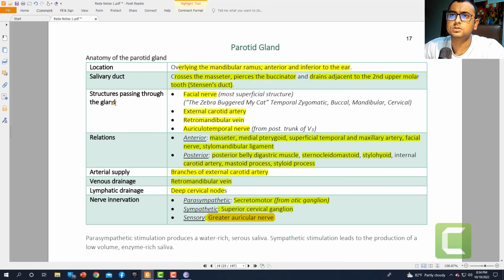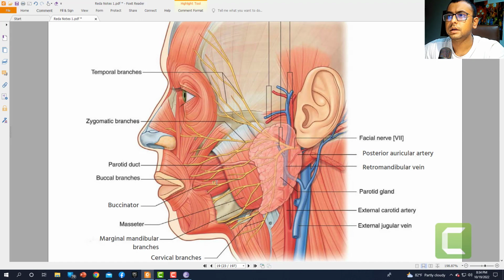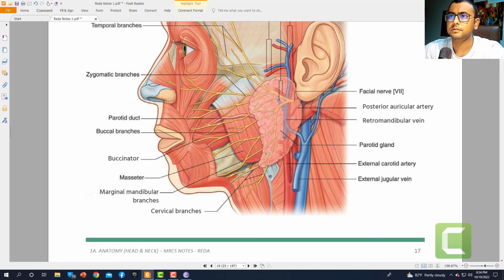And the structures through the gland: the facial nerve, superficial and deep, the retromandibular vein, the external carotid artery, and the auriculotemporal nerve from the posterior trunk of V3. So here are the five branches just superficial to the parotid gland.